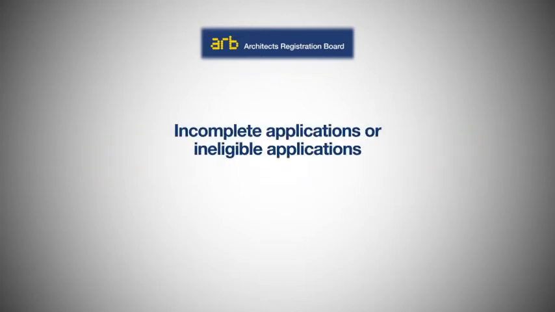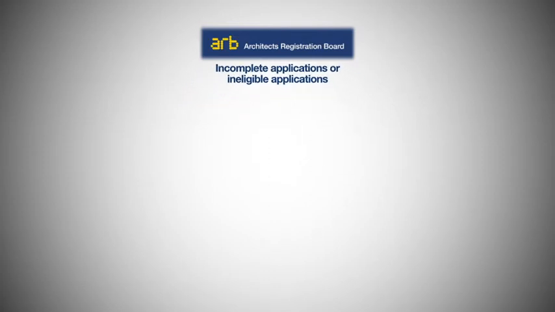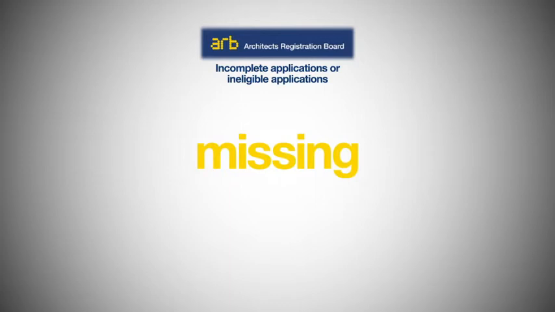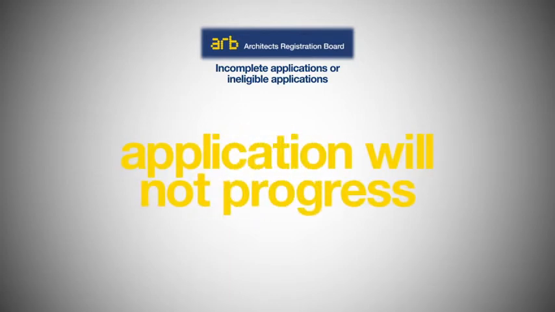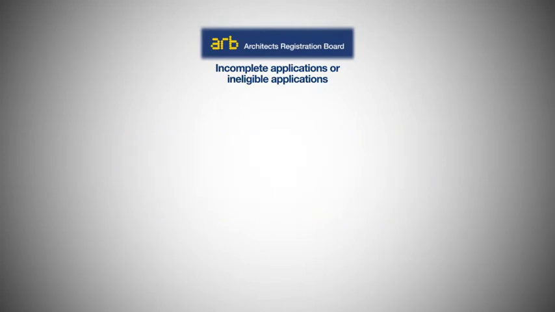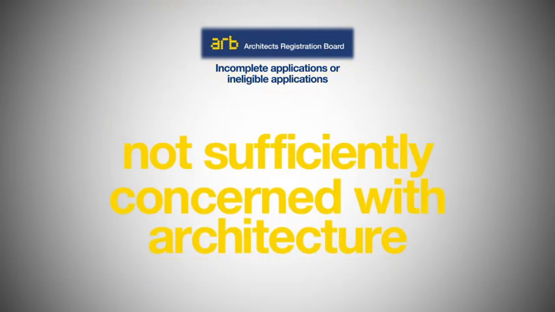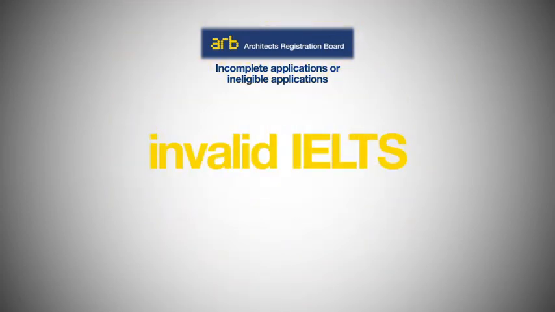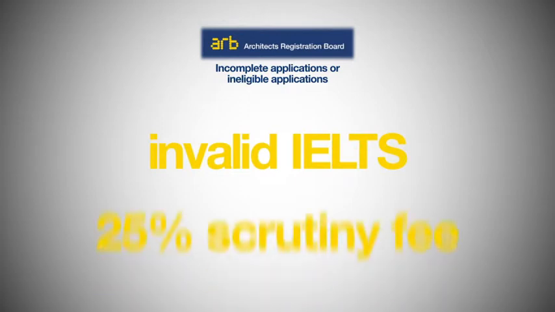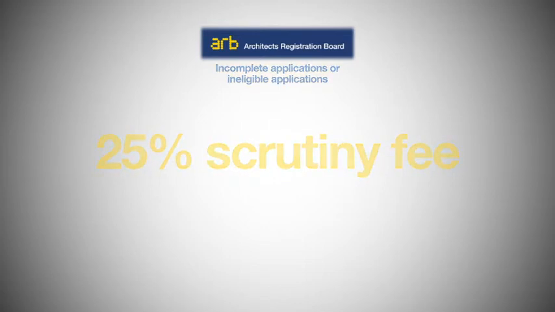Incomplete applications or ineligible applications. If there is anything missing from your application, you will be informed, and your application will not progress until the missing documents have been presented. If it's found you're not eligible for the exam, for example, if your course is not sufficiently concerned with architecture, or you've submitted an invalid IELTS certificate, your application will be returned and you'll be charged a 25% scrutiny fee.